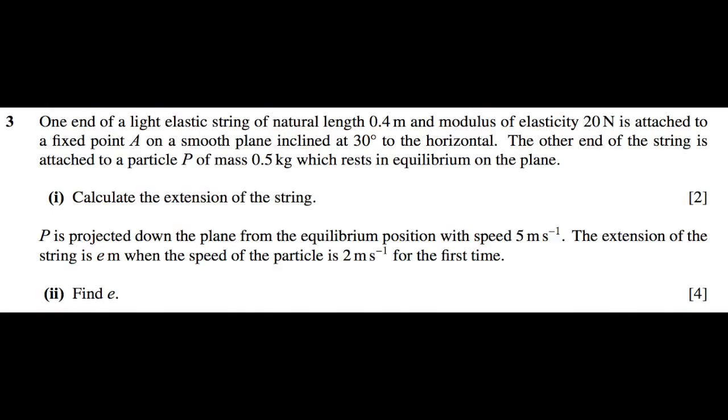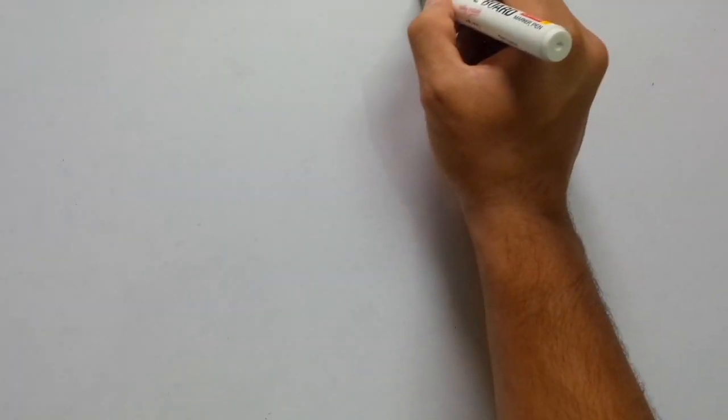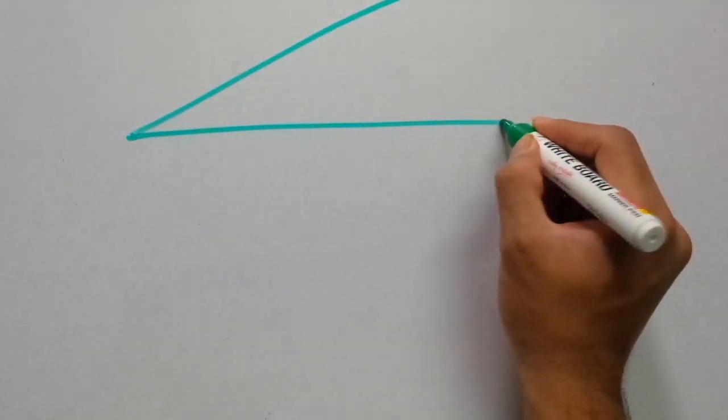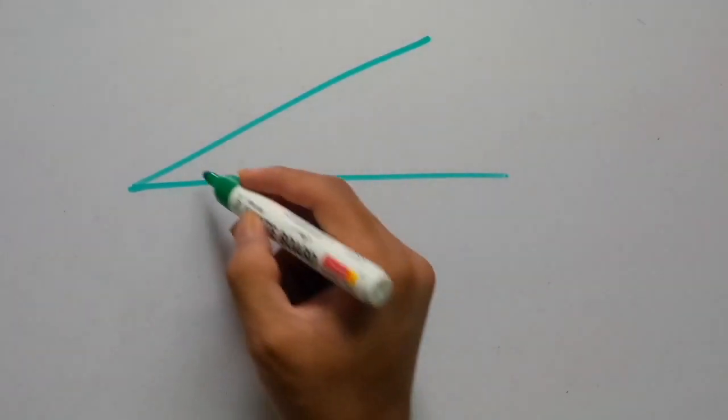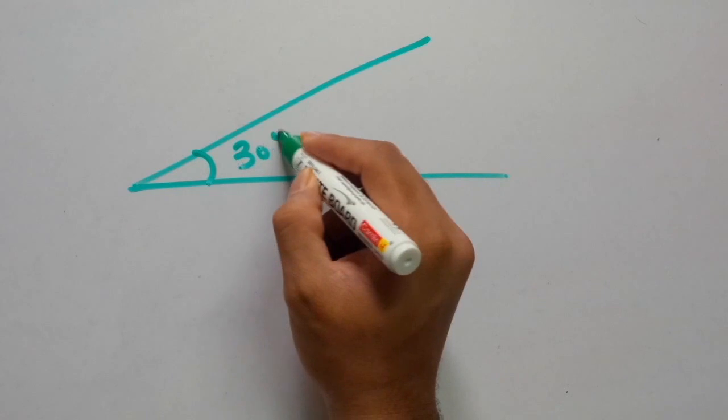Moving on with the second part, it says P is now projected down the plane from the equilibrium position with the speed of 5 meters per second. The extension of the string is E meters when the speed of the particle is 2 meters per second for the first time. Find E. Let's set up the diagram, with the plane at 30 degrees.